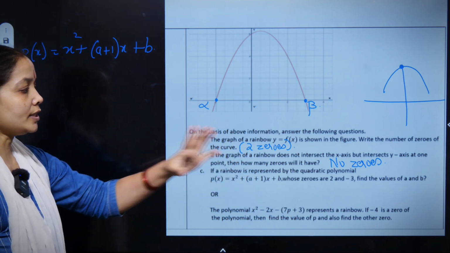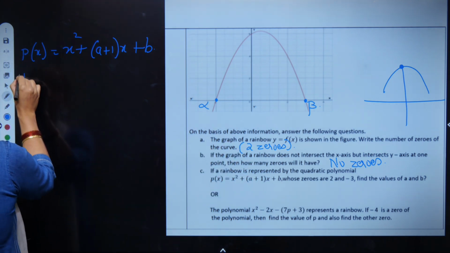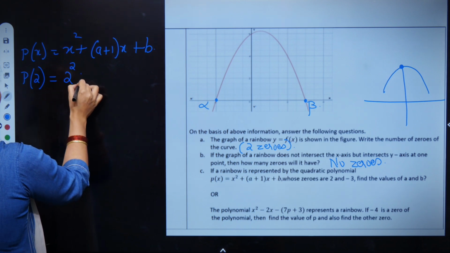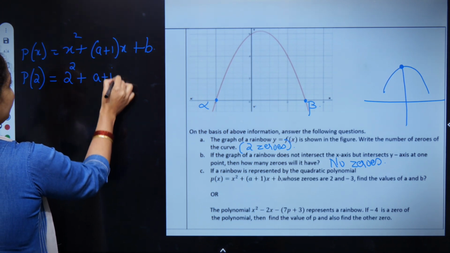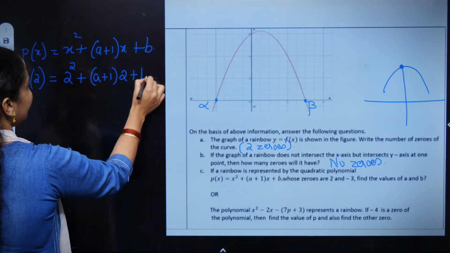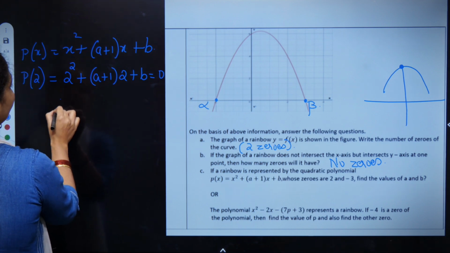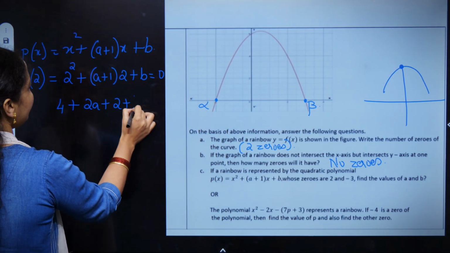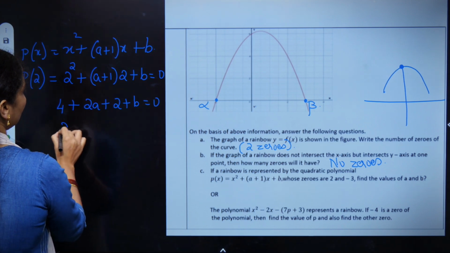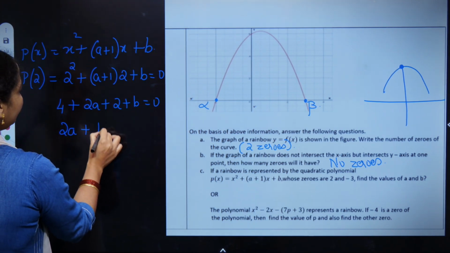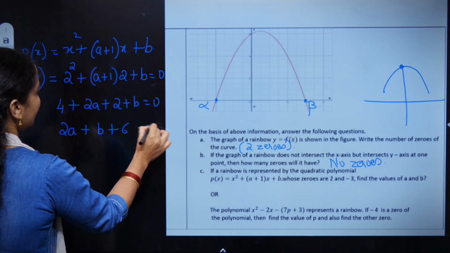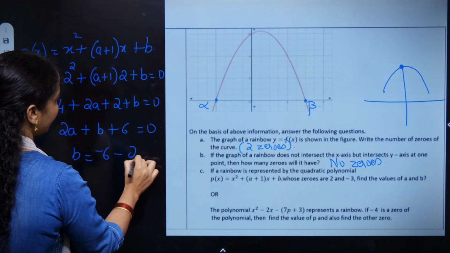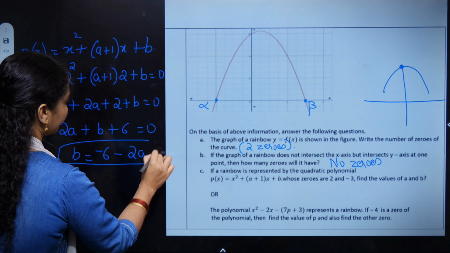It has two zeros. One is 2, so I'll substitute p of 2. P of 2 is 2 square plus (a plus 1) into 2 plus b equal to 0. That is 4 plus 2a plus 2 plus b equal to 0. So 2a plus b plus 6 equal to 0, or I can write b is equal to negative 2a minus 6, and put it in a block.